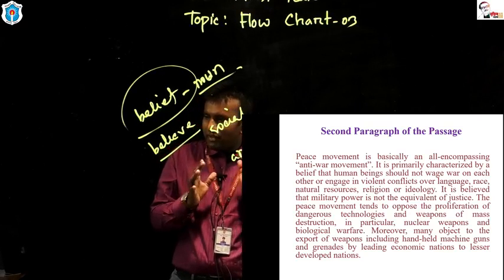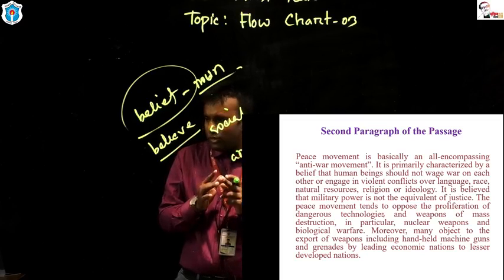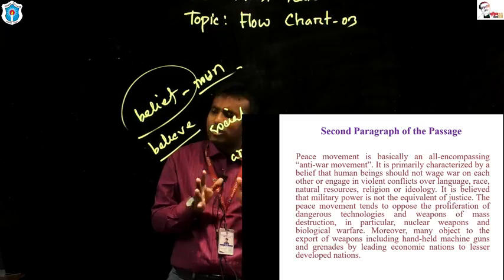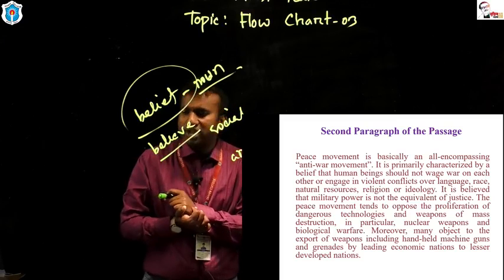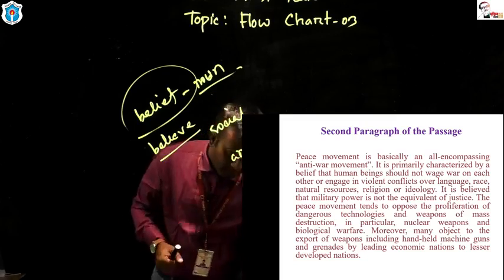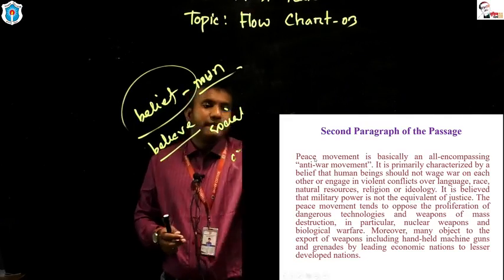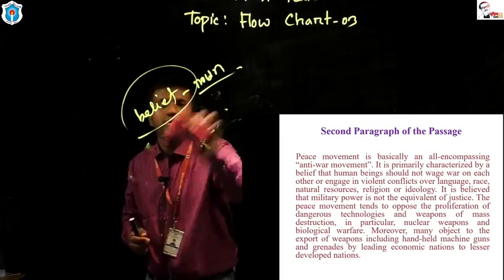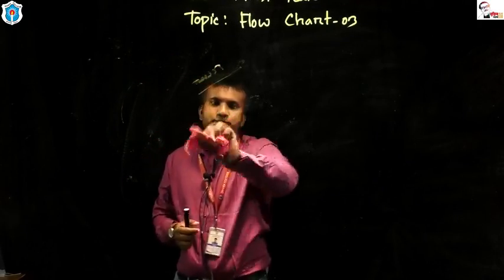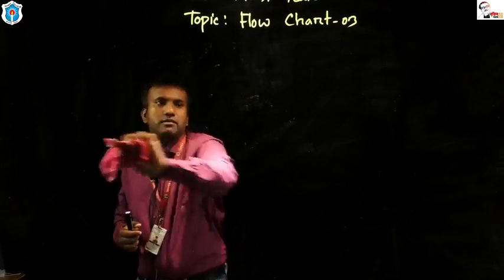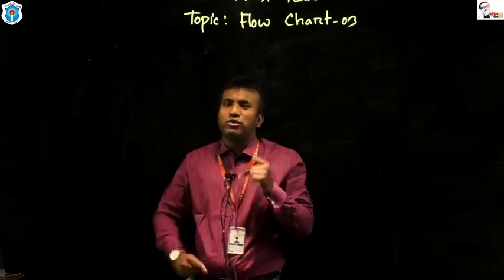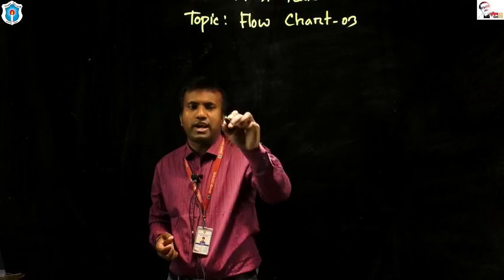The peace movement tends to oppose the proliferation of dangerous technologies and weapons of mass destruction, in particular nuclear weapons and biological warfare. Students, look at the board, please. There is an important word that we need to learn, and that is proliferation.